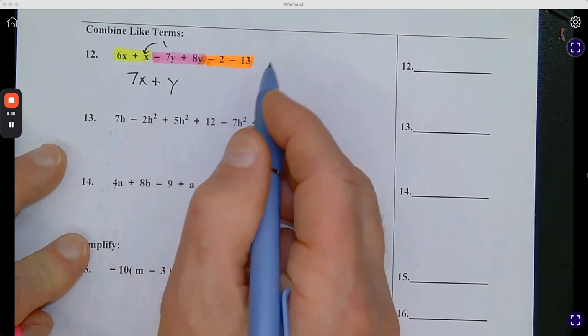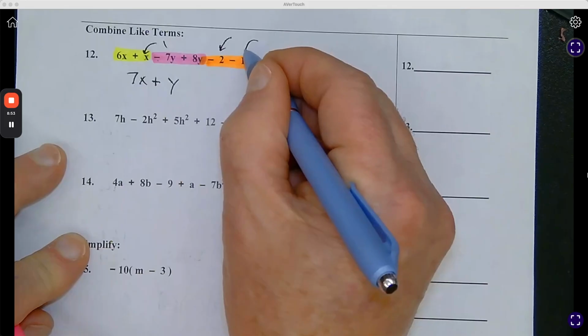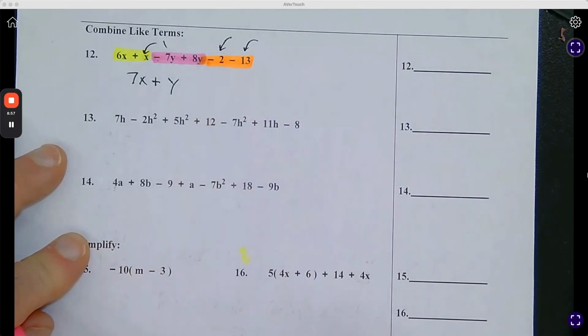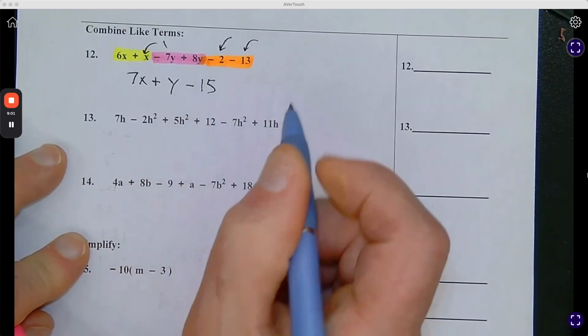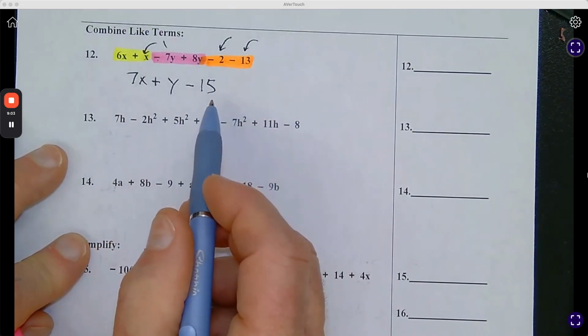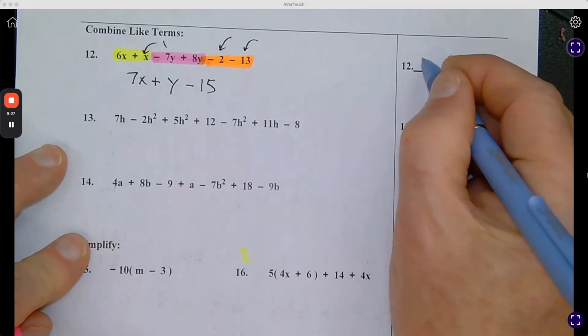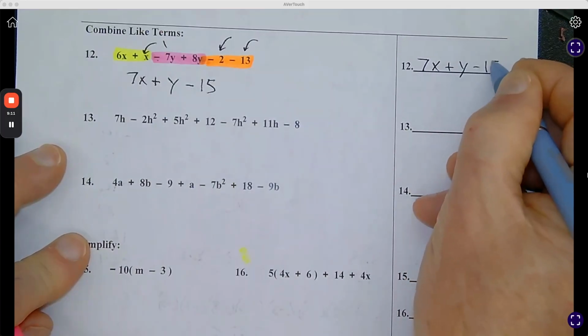2 negatives and 13 negatives. This is like you owe me $2, and then you owe me 13 more. So you owed me 2, you borrowed 13 more. How many do you owe me? That's right, you owe me 15. Is that in proper order? Yes, it is. Alphabetical order. X comes before Y in the alphabet.